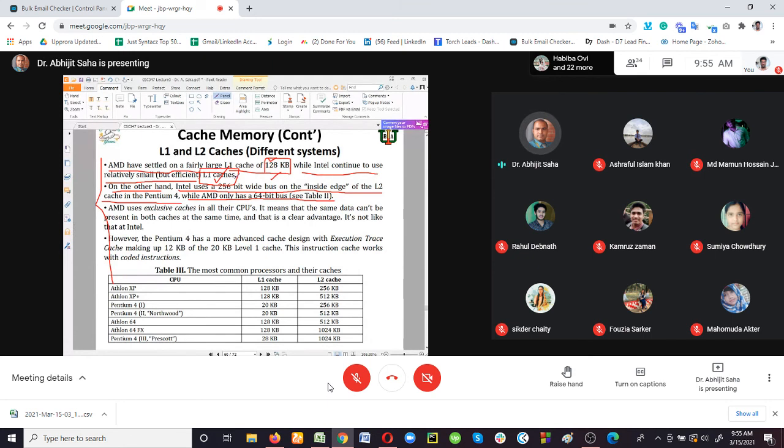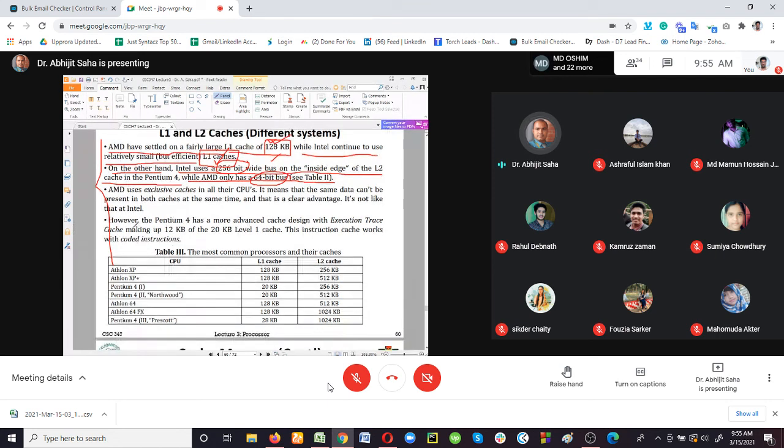So you can see that Intel has kept the L1 cache smaller, but they have taken a wider bus, 256. But AMD makes the L1 cache larger, while not keeping the bus width that much bigger, so the bus width is smaller. This is the difference between the two companies; their thinking approached it in two ways.